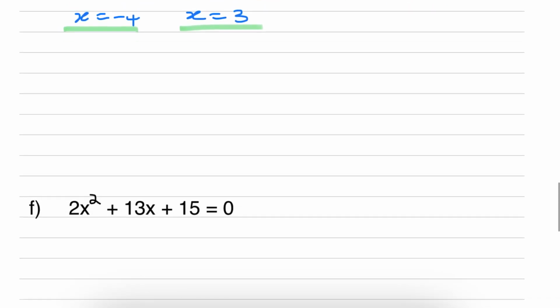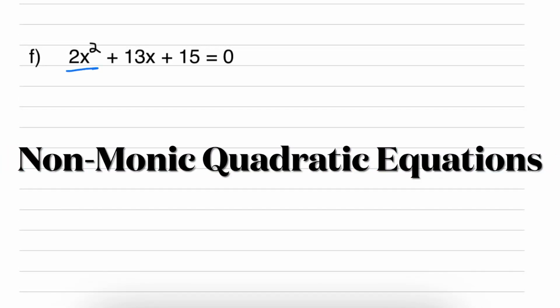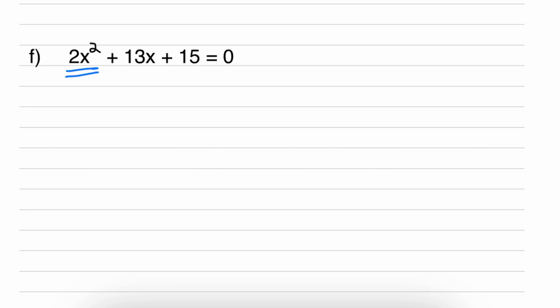Okay, moving on. Right, now here you can see the questions become a little harder because here we have a number in front of the x squared term, and this cannot be factored out. Okay, you can't take it out as a common factor because 2 cannot divide into 13, nor can it divide into 15. Okay, so we're going to work with this a little differently to what we did with the rest. First, we're going to multiply the coefficient of our x squared term with the constant term. Okay, so 2 times 15 is equal to 30.